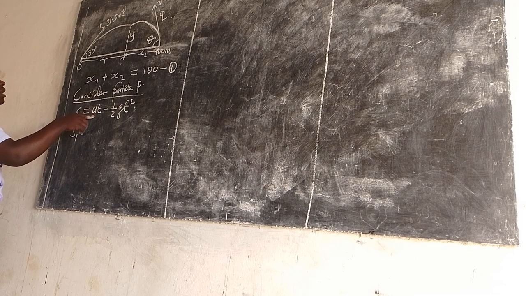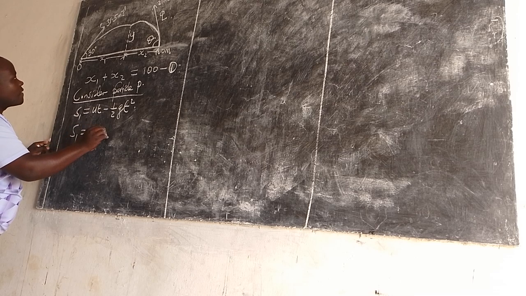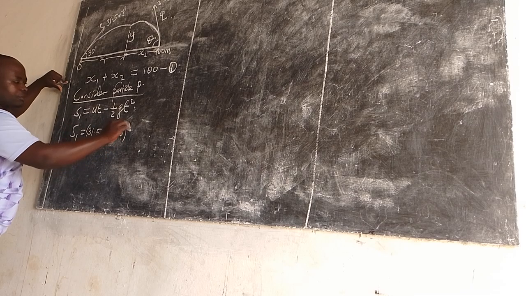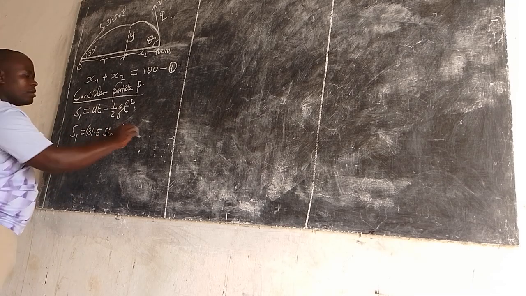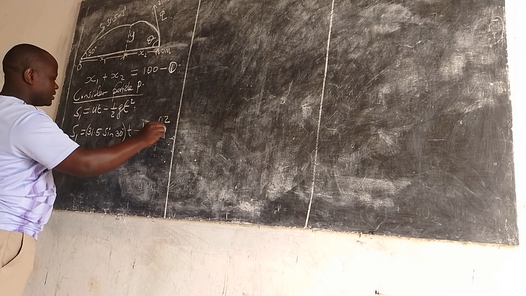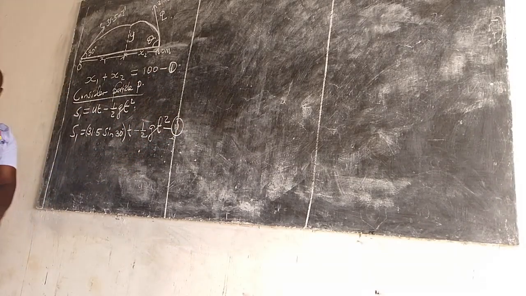But our u, we must look for the vertical component, because we are considering vertical motion. We are going to look for the vertical component of the initial velocity, and this is going to be 31.5 sine 30 degrees, times t, then minus half gt squared. Can I call this equation 2, because we already have equation 1.